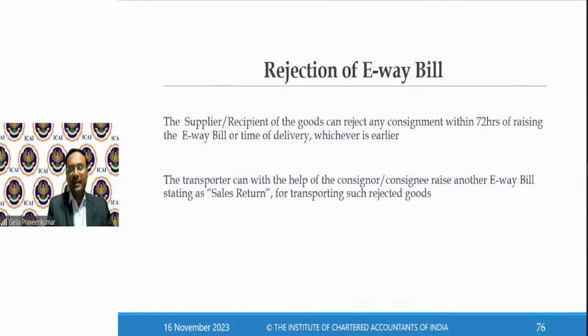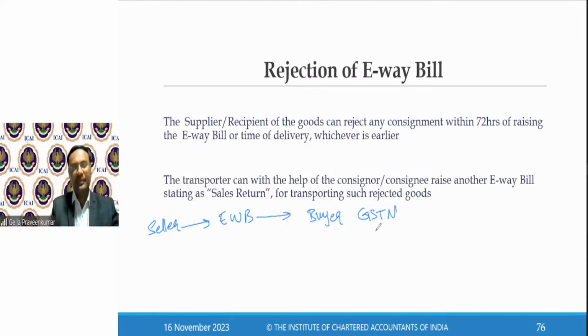Now, rejection of e-way bill. There is a Bihar High Court judgment in relation to this rejection of e-way bill. It so happened that the seller will prepare the e-way bill. This gets auto-populated to the buyer on the basis of the GST number.